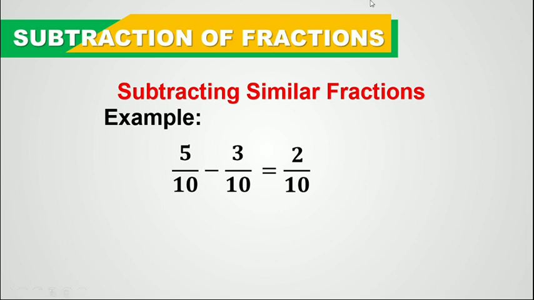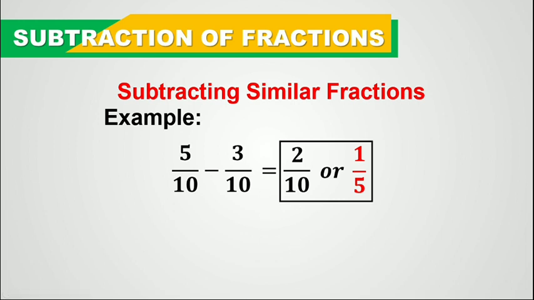So 2 and 10 are both divisible by 2. So their GCF is 2. So you have to divide the numerator 2 by 2. So 2 divided by 2, that's 1. And then the denominator 10 by 2. So 10 divided by 2, that's 5. Therefore, the lowest form of the answer for this particular example is 1/5. So this is the answer for this particular exercise.